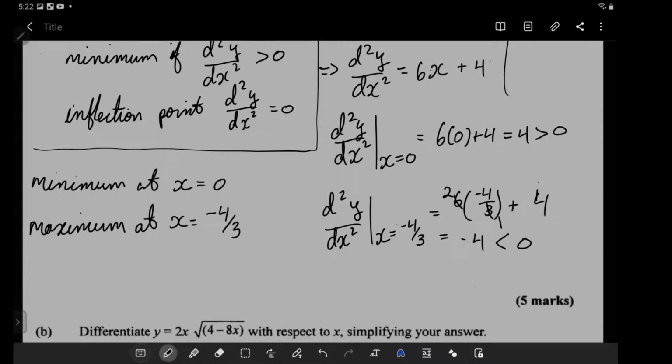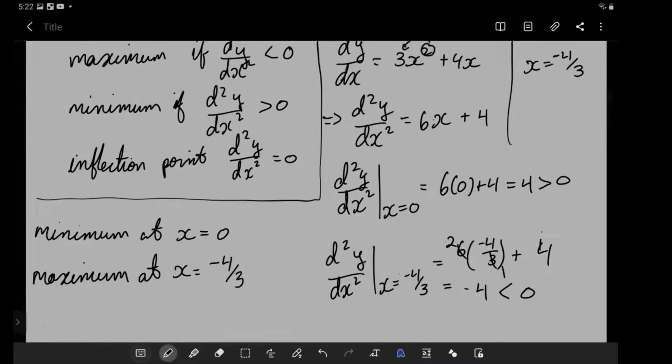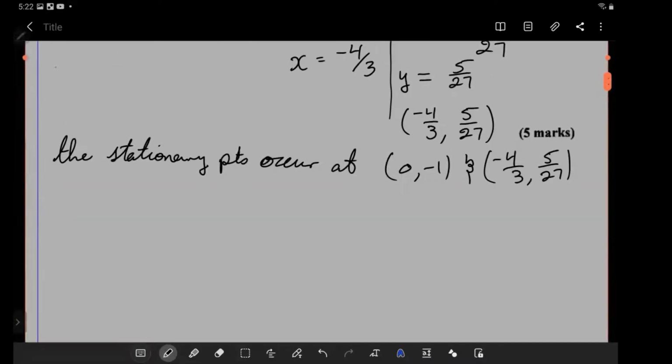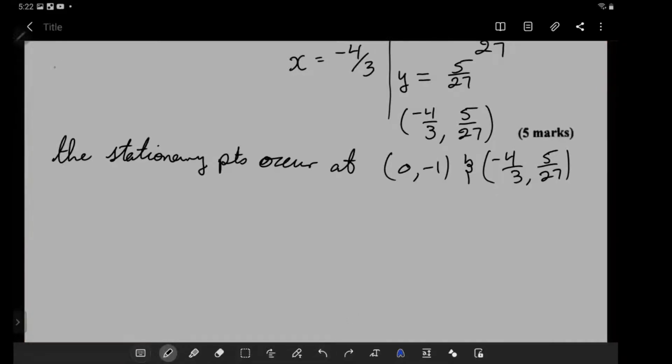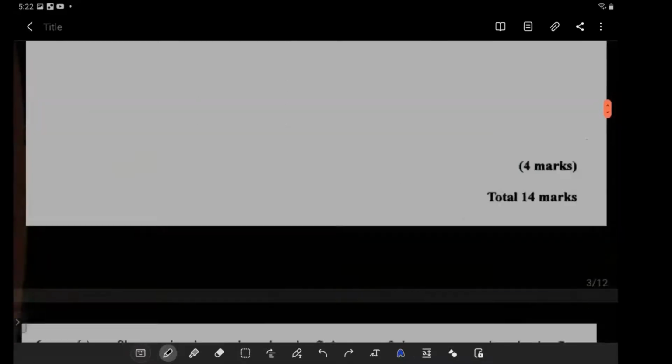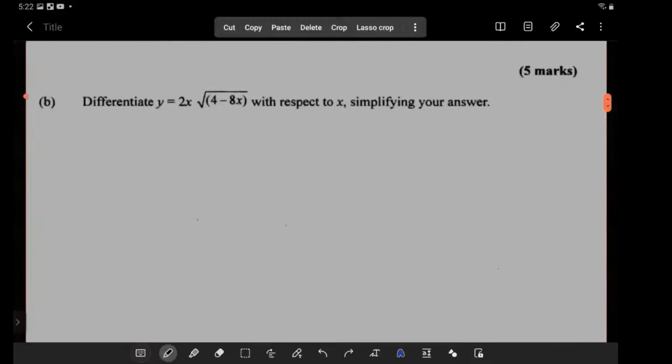Right? Since we have the derivatives being positive and negative respectively. Right? So this first point was a minimum and the second point was a maximum. Good. So we're on the last part of the first question before we start trying an integral. We have differentiate y equal 2x times the square root of 4 minus 8x with respect to x, simplifying the answer.